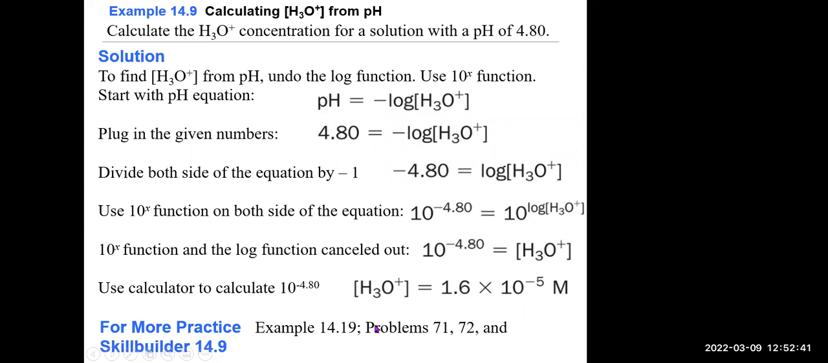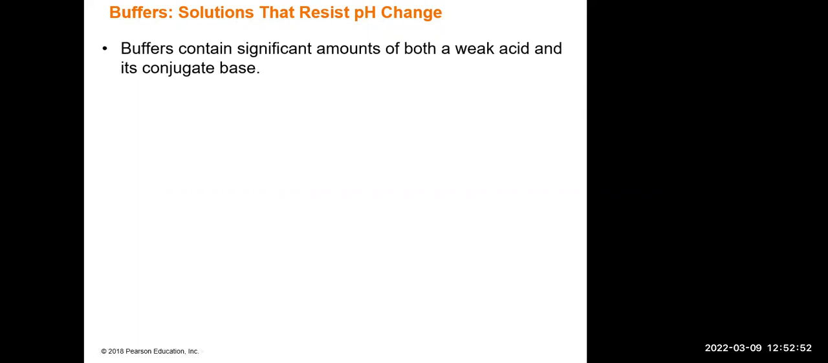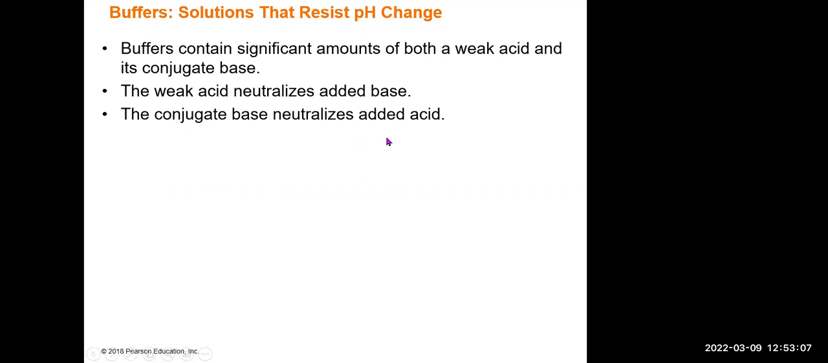So another interesting solution is the buffer. In the buffer solution, they will resist the pH change and they remedy the pH change. A buffer contains a significant amount of both a weak acid and its conjugate base. The acid neutralizes added base. The conjugate base neutralizes added acid. And for example, human blood has a buffer.